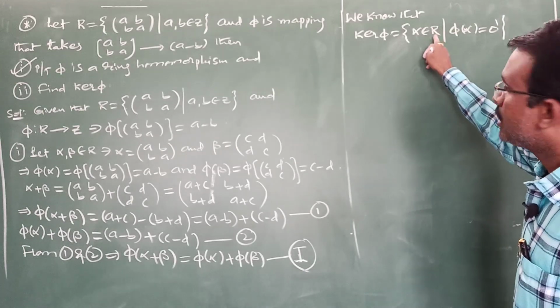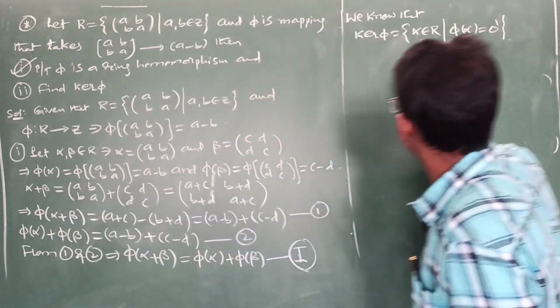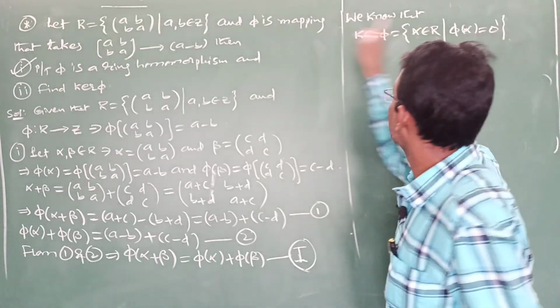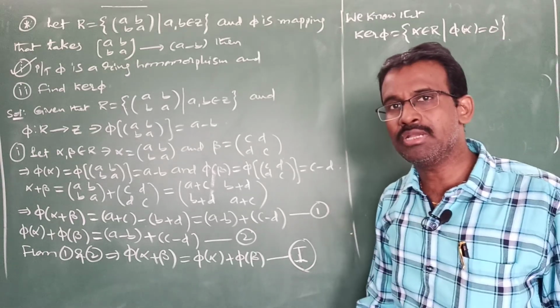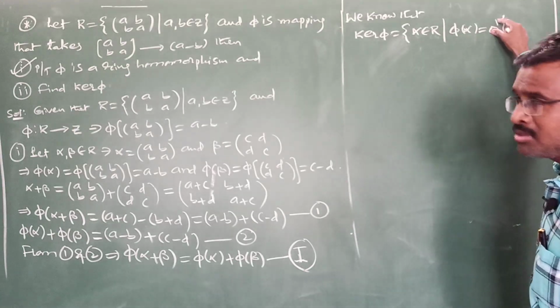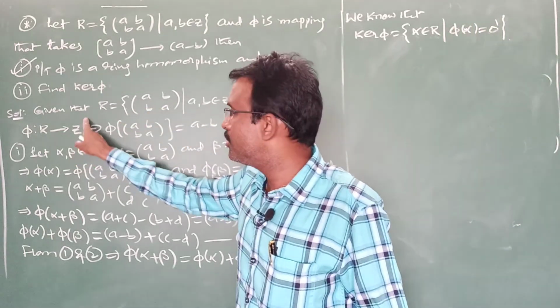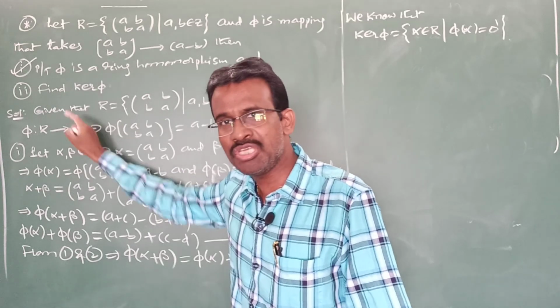But R means what? This contains matrices, so alpha should be one matrix. Here you can take matrices. Take all 2 by 2 matrices in this R which can satisfy this condition phi of alpha equal to 0 dash. But what is 0 dash? 0 dash is nothing but the 0 element in the codomain set. The codomain set is the integers. In the set of integers, what is the 0 element? Is it 0 or not?